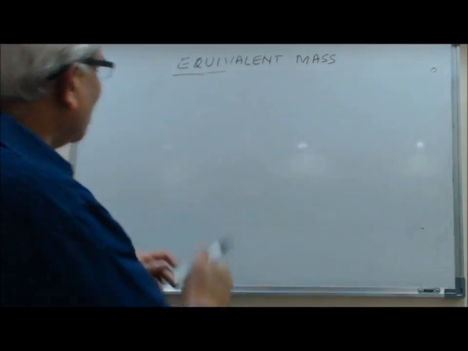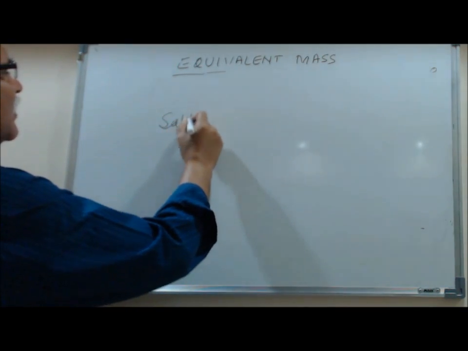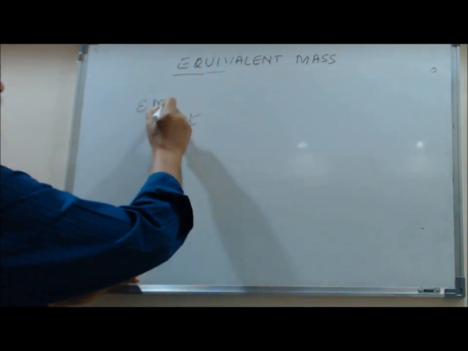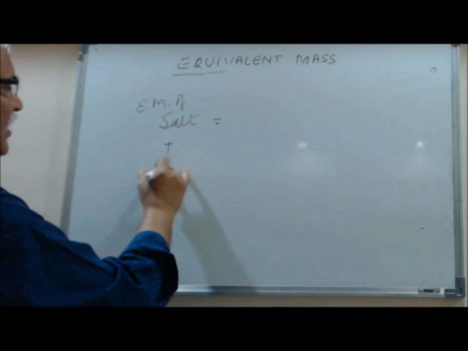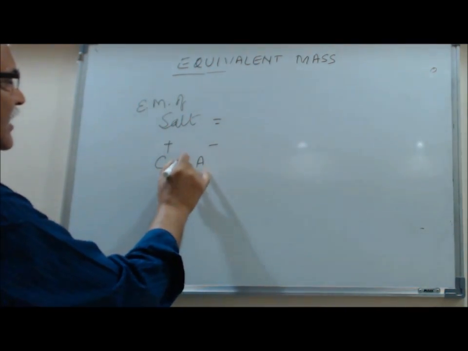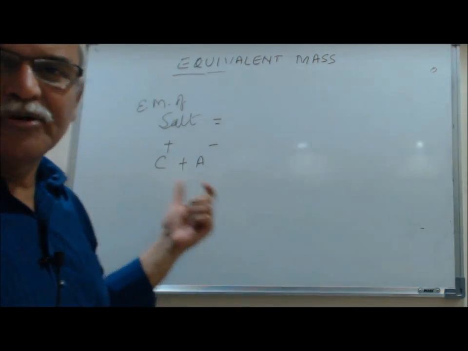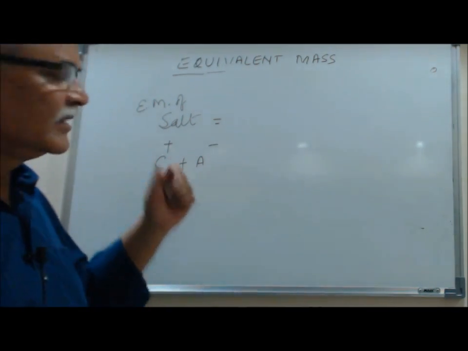Now salts, that is still very simple. How to find the equivalent mass of a salt? It's very simple. Every salt has a cation plus charge and an anion minus charge. We know that. Every salt will be made up of a certain cation and certain anion.